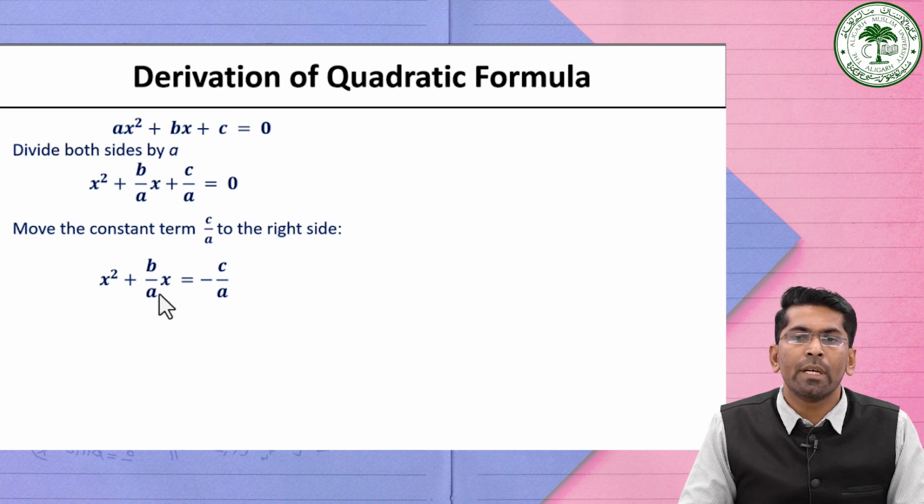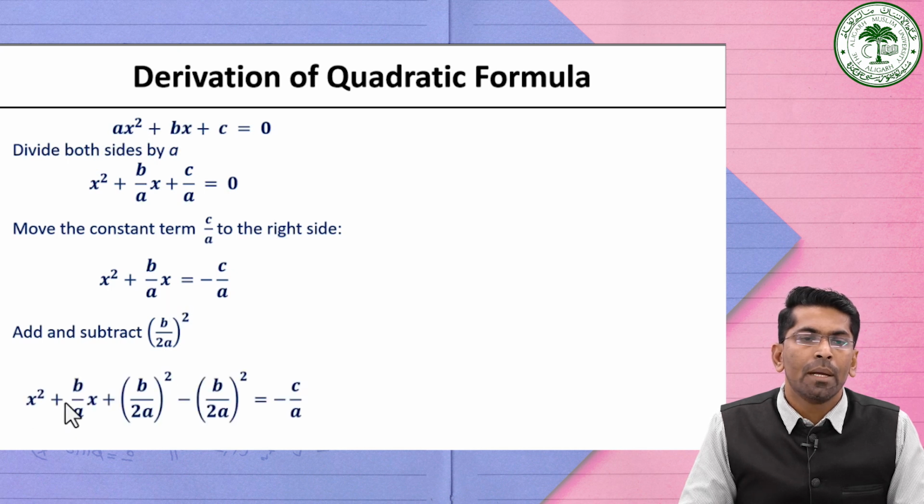We want to complete the square on the left side. For this purpose, we are going to add and subtract the square of half of the coefficient of x, that is, b by 2a whole square. So this equation will become x square plus b by a x plus b by 2a whole square minus b by 2a whole square. We are adding and subtracting the term b by 2a whole square, which is equal to what is remaining, minus c by a.